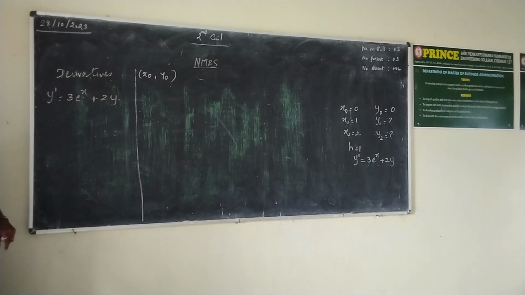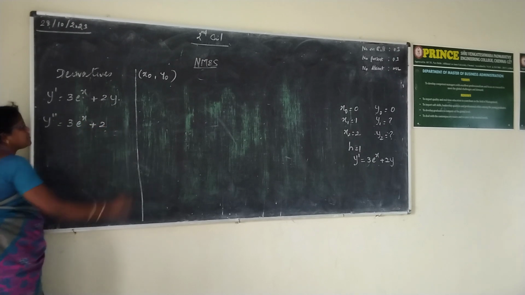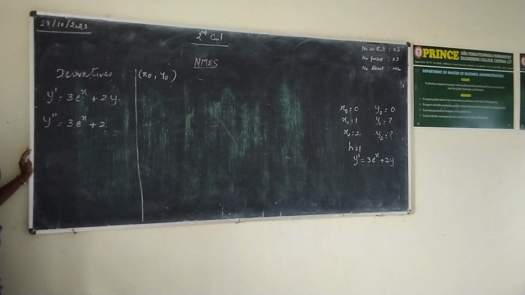Do the differentiation. In all the problems, mostly we will deal with x and y. Always x will be the independent variable and y will be the dependent variable. What is the differential of y dash? y double dash. 3 is a constant. What is the differential of e power x? e power x. Differential of exponential is the same. Plus 2 into, what is the differential of y? y dash, because it is a different variable.